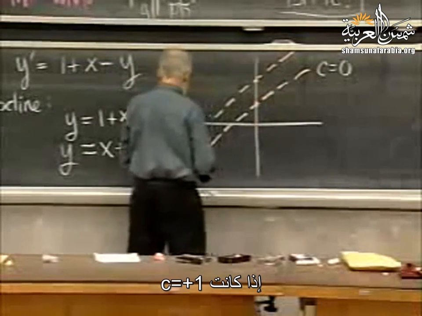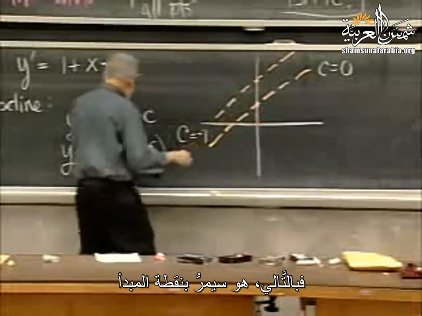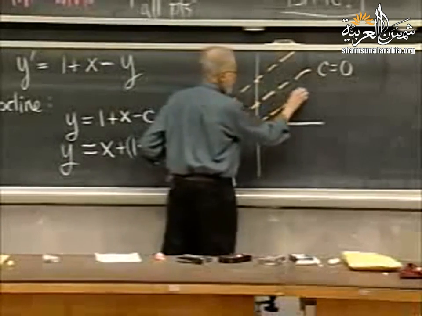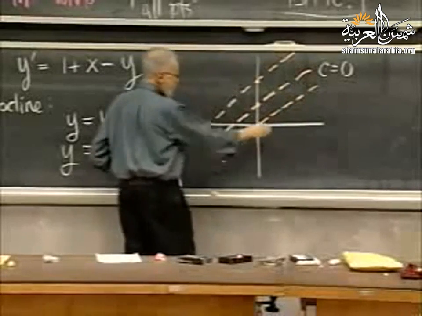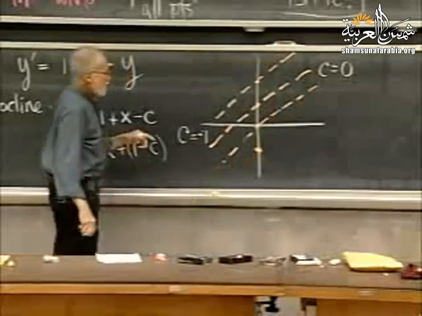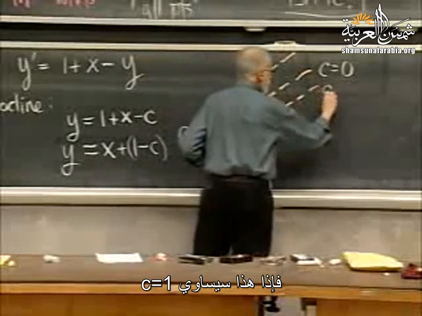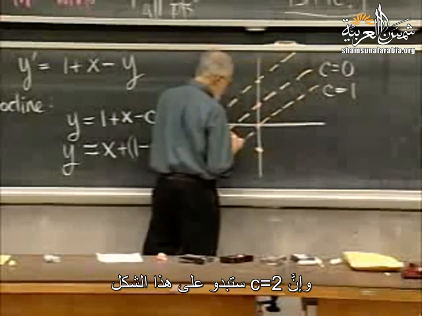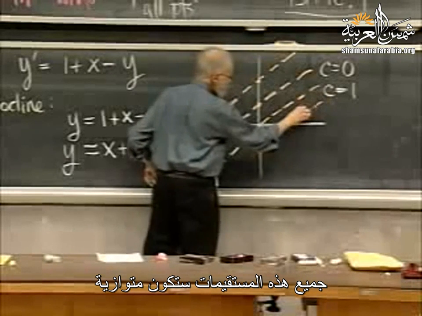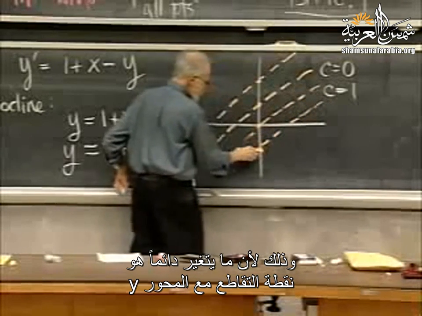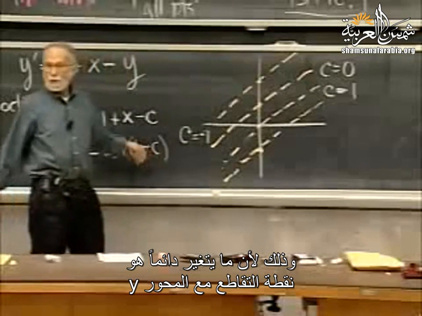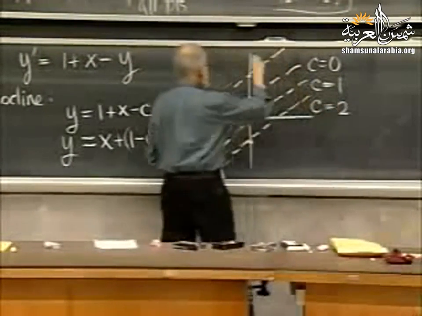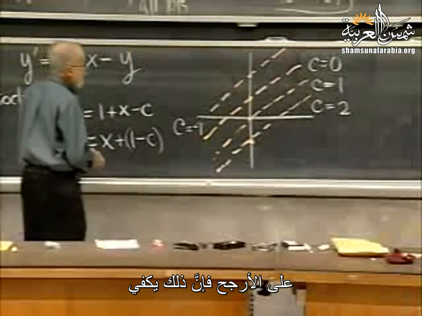If c equals plus 1, well, then it's going to go through the origin. Looks like a little more room down here. So if this is going to be c equals 1, then I sort of get the idea. C equals 2 will look like this. They're all going to be parallel lines because all that's changing is the y-intercept. So here it's c equals 2. That's probably enough.